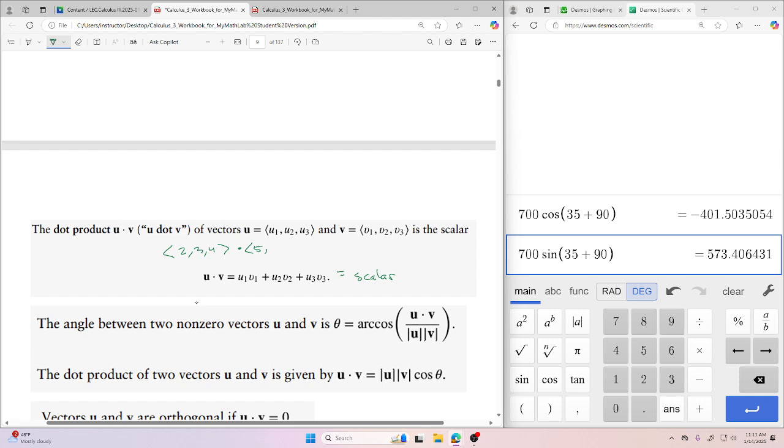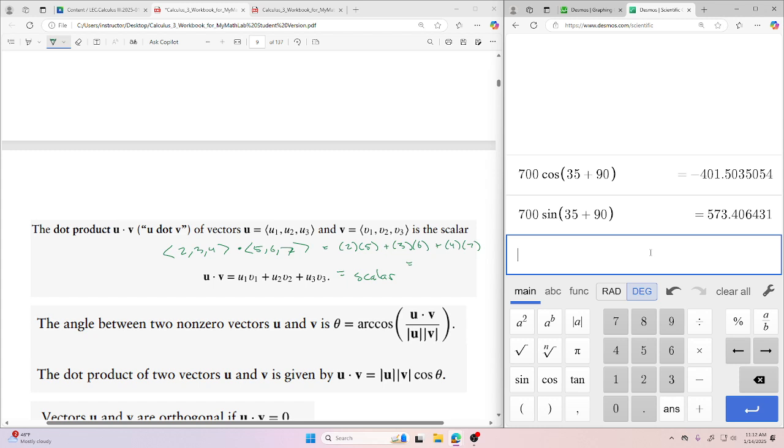Dot 5, 6, 7. It's gonna be a huge number, but that's okay. So I'm gonna do 2 times the 5, and then 3 times the 6, and 4 times the 7, and I go to Desmos because I don't know what that would be. 10 plus 18 plus 28. Okay, cool. So 56. What does 56 even mean?